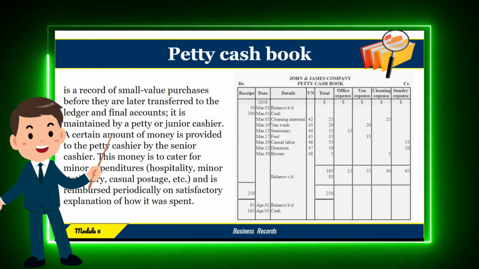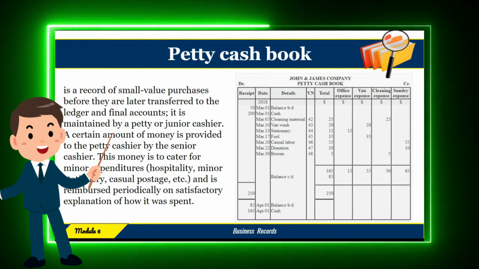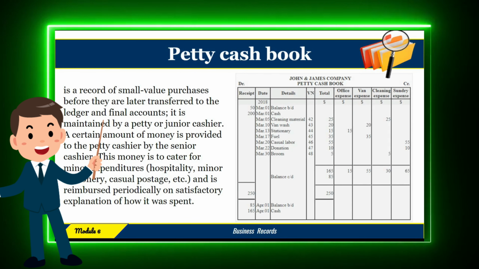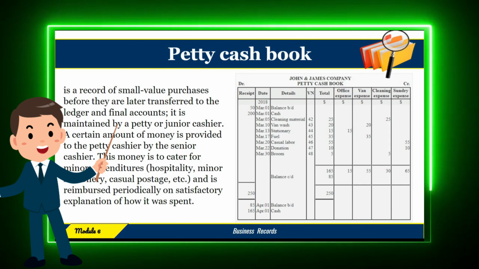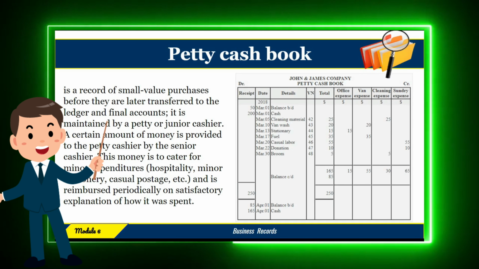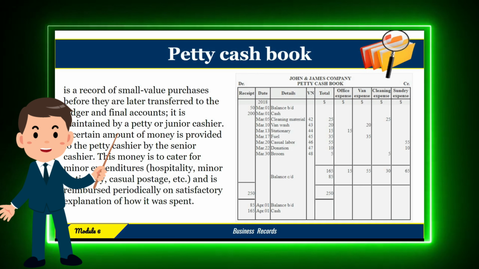Okay, so we have here the petty cash book. So what is a petty cash book? A petty cash book is a record of small value purchases before they are later transferred to the ledger and final account. It is maintained by a petty cashier or a cashier. Then a certain amount of money is provided to the petty cashier by a senior cashier.